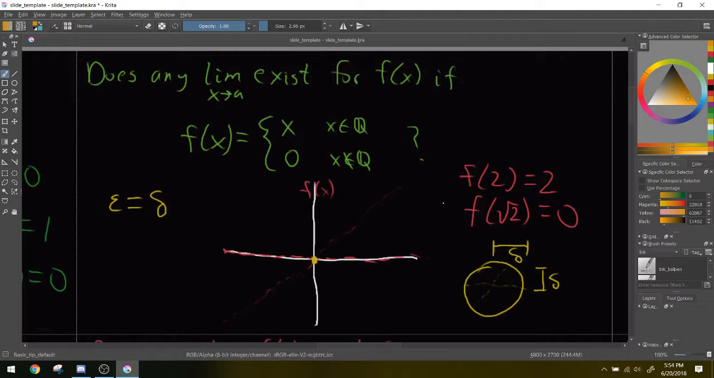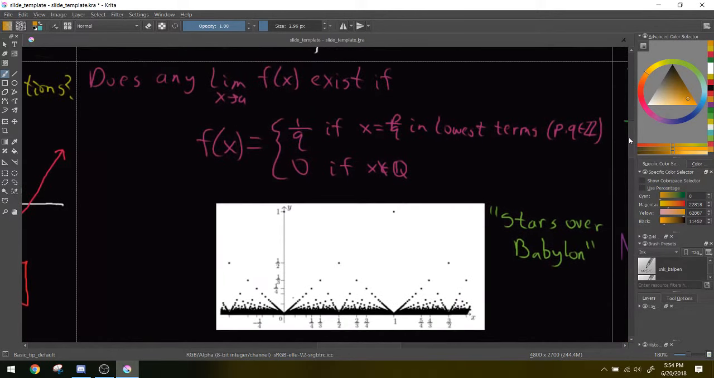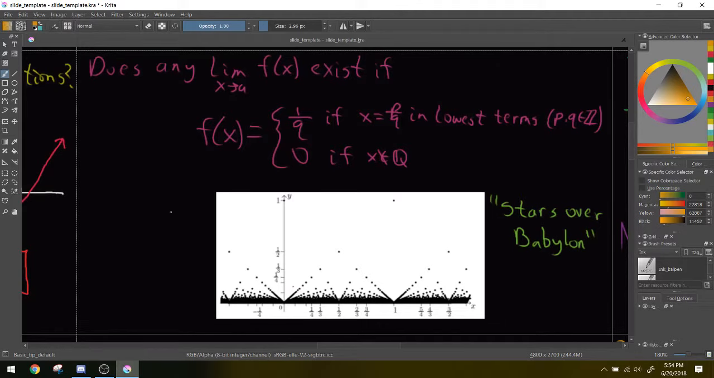Okay. So I won't write out the proof for this one because it's the same as for the line y equals x. Now this is beautiful. This is one of the best functions in all of mathematics. This is, as I said, sometimes called the stars over Babylon, or more correctly, Thomae's function.